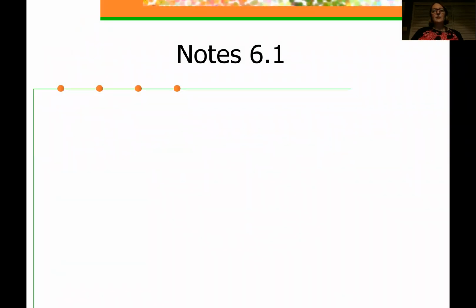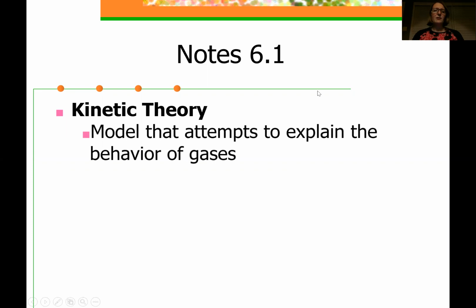All right, so in 6.1, we're going to begin by introducing what kinetic theory is and then talk about some of the factors of gases, particularly focusing on gas pressure. So what is kinetic theory? Well, kinetic theory is the model that attempts to explain the behavior of gases. In this unit, we're going to be looking at how changing temperature affects the pressure of gas, how changing volume affects gas, and all that comes down to understanding that this is focusing on the little particles of gas that are in a container.